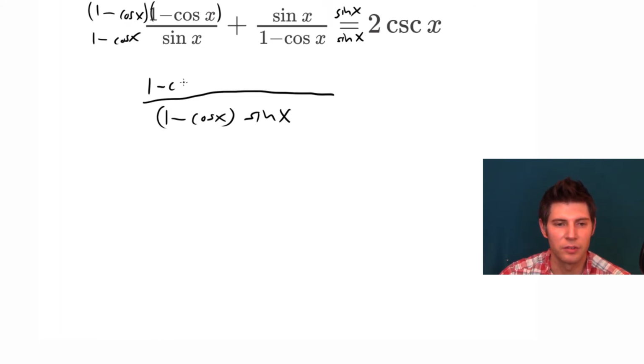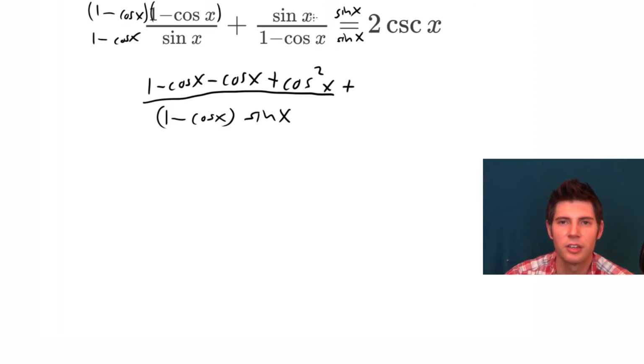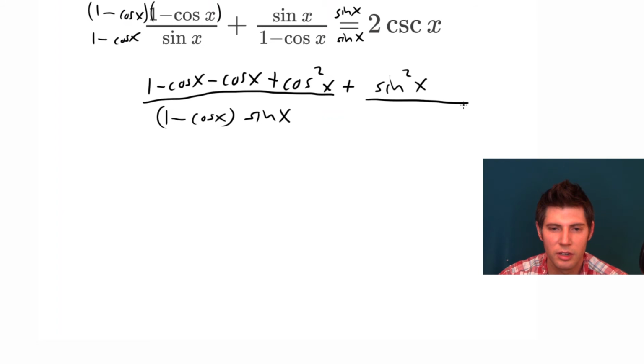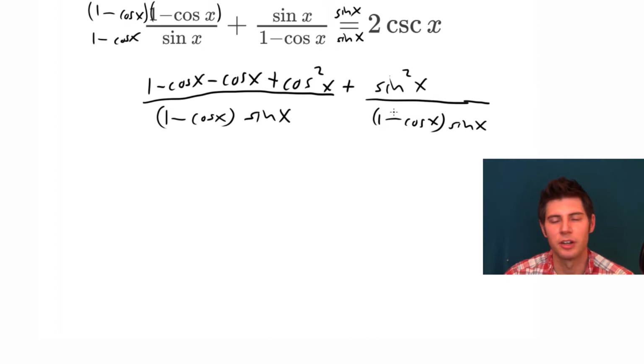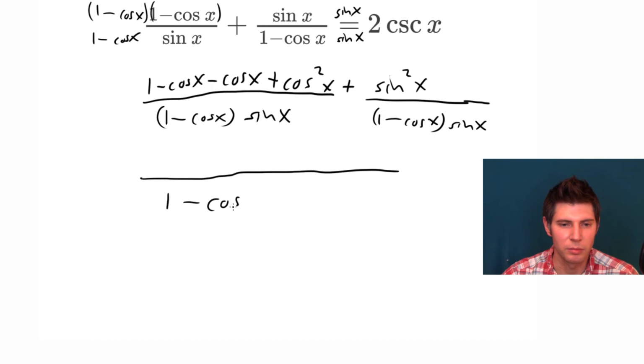Then we have a negative cosine x and another negative cosine x. And then negative cosine times negative cosine is positive cosine squared. Plus, and then sine x times sine x is sine squared x. And this is also over 1 minus cosine x sine x. Now, since these have a common denominator, we combine them into a single fraction with the same denominator, 1 minus cosine x times sine x.